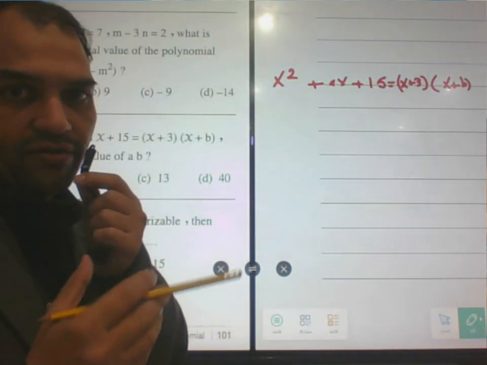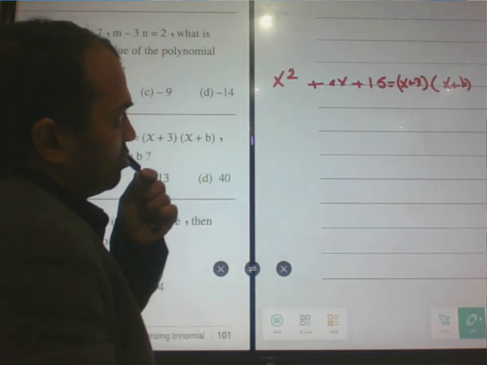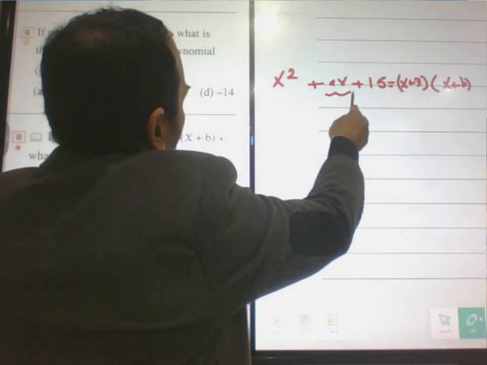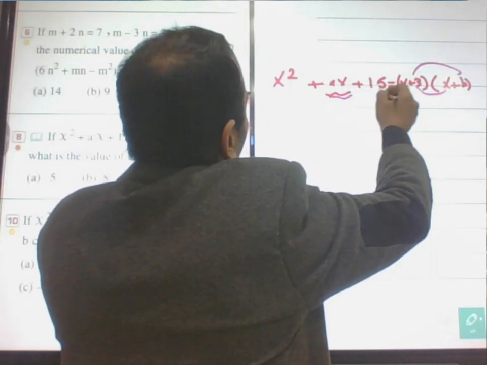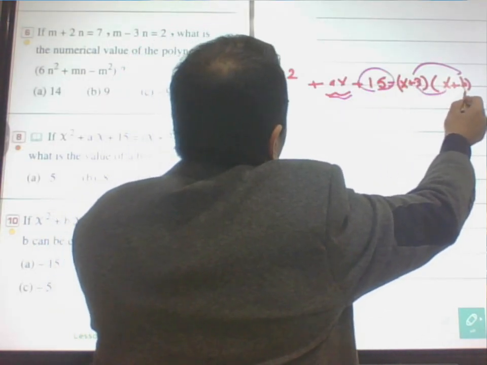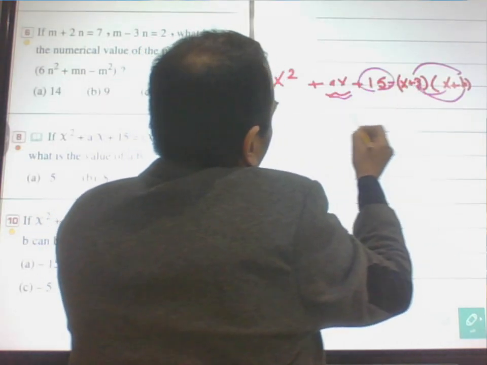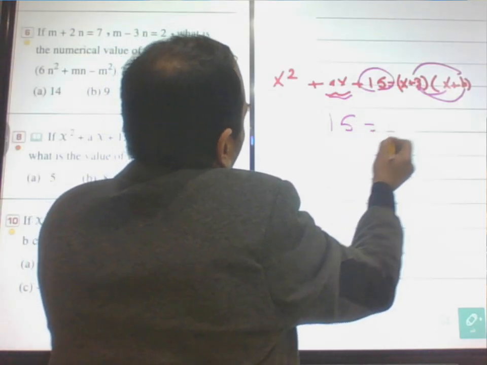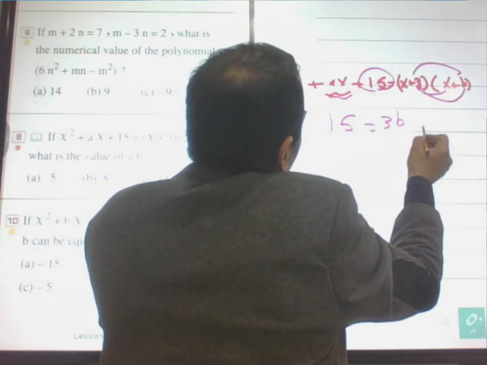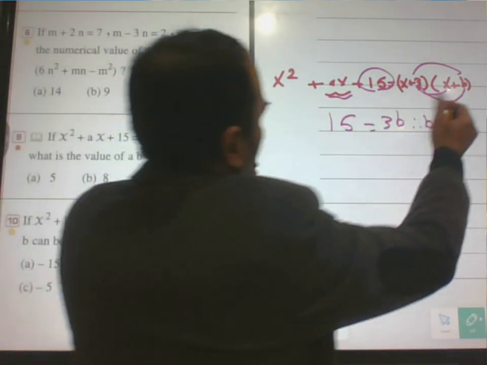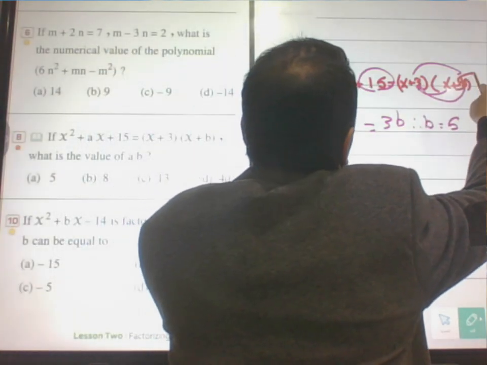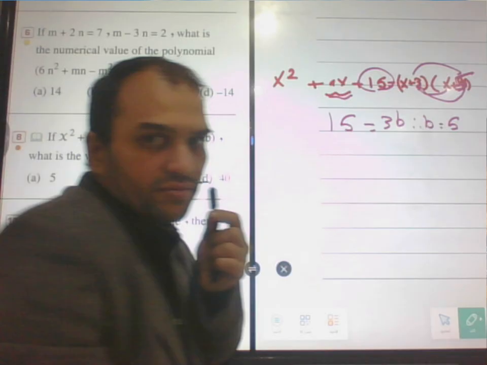Okay, I will factorize and compare between the two expressions. You know, the middle term here is equivalent to the product of extremes plus the product of means. And 15 here is equivalent to 3 times b. Then positive 15 equals 3 times b. The value of b will be 5.